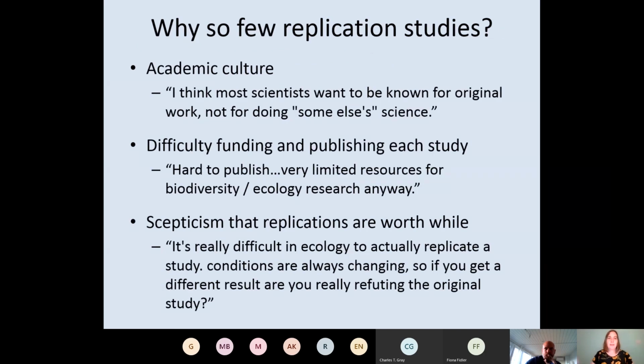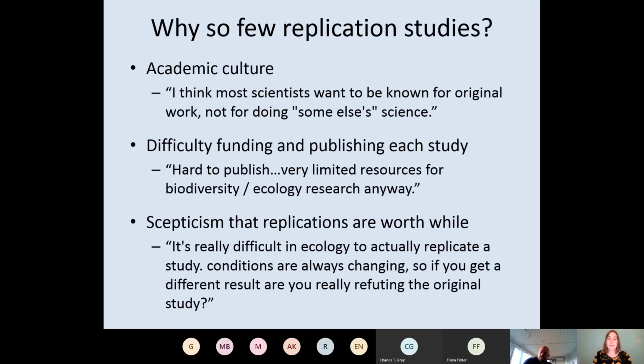So I think I'm making a case about why replication studies are important, but the reality of the situation is that there's really not very many of them. And we asked researchers, ecologists, why this might be the case, what obstacles there are to replication studies. And there were a few different themes, and these are three that I think were particularly common and relevant. Firstly, there's a problem with academic culture. One person said, I think most scientists want to be known for original work, not doing someone else's science.